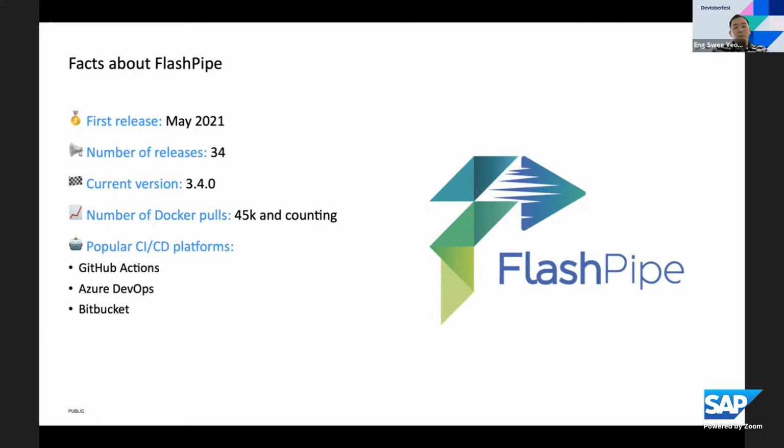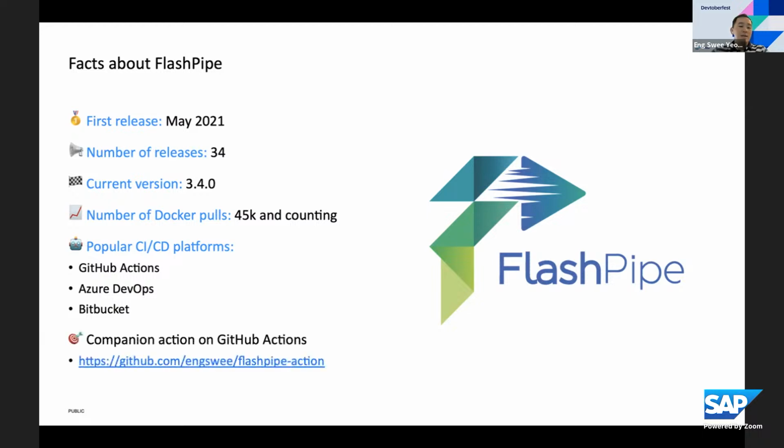Some of the popular CI/CD platforms that FlashPipe is executed on are GitHub Actions, Azure DevOps, and also Bitbucket. These are some of the popular ones. And if you are using FlashPipe on GitHub Actions, there's also a companion action that allows you to configure the CI/CD pipeline in an easier manner.